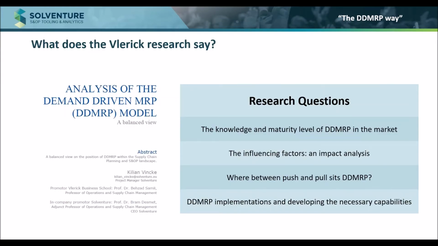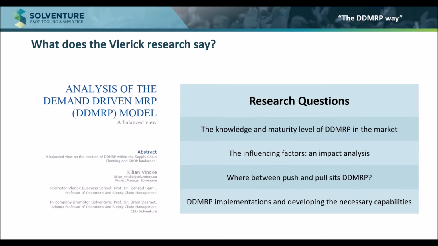So what did we investigate, or what did we look at? Well, there were 4 research questions that we tackled. First of all, the knowledge and the maturity level of DDMRP in the market. And it is clear that there's a big eagerness now in the market to first of all understand what this DDMRP is about, and to learn more, to see what elements they can use. Can they implement this, or how does it relate to their existing processes, and for example S&OP.